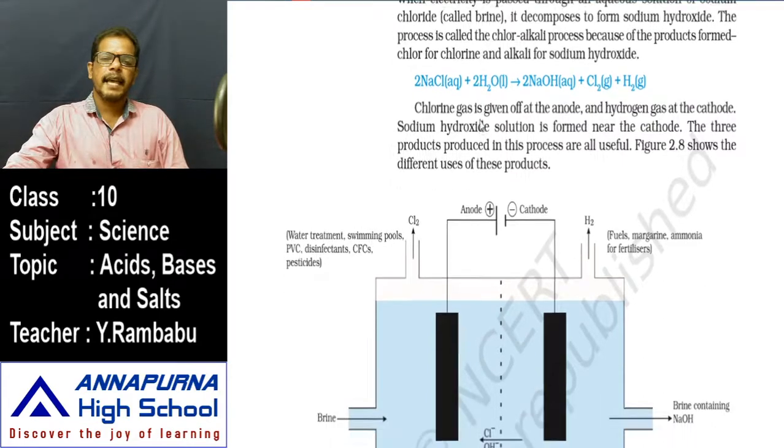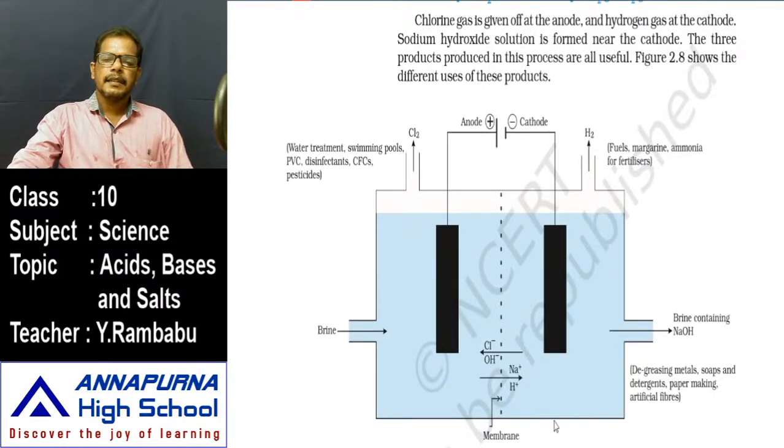Let us observe this diagram. In this diagram, this is the aqueous solution of sodium chloride. Simply, what is this? Aqueous solution of sodium chloride. The beaker we take is called an electrolytic cell. In this, two rods are taken. What are the two rods? Graphite rods. That means they are made of carbon.